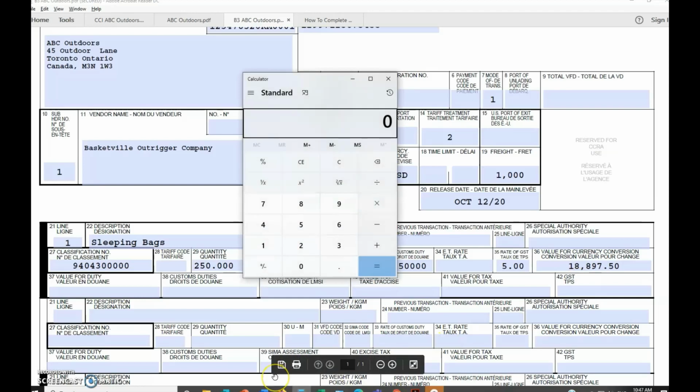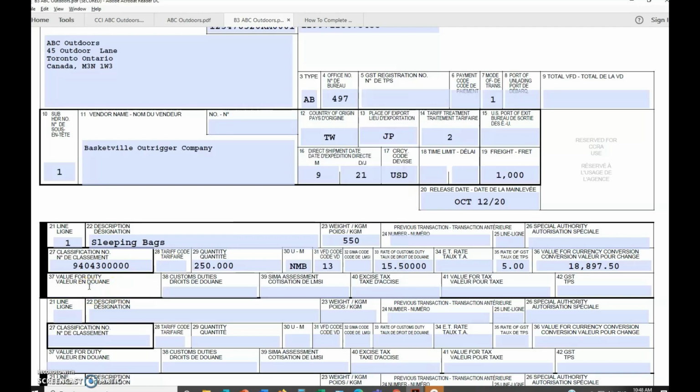So let's take the 18897.5 times 1.3. This gives us 24,566.75. And we put that amount in here, 24,566.75. So this amount here, the value for duty, is the value for currency conversion times the exchange rate, which I will give you, of 1.3. It'll change depending on the shipment. So 1.3 times the value for currency conversion gives us the value for duty.